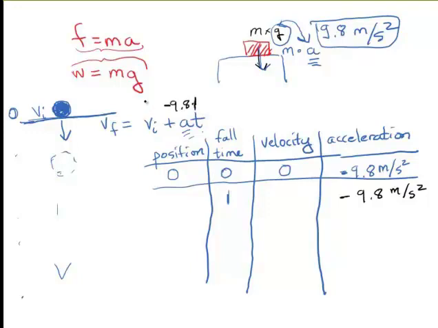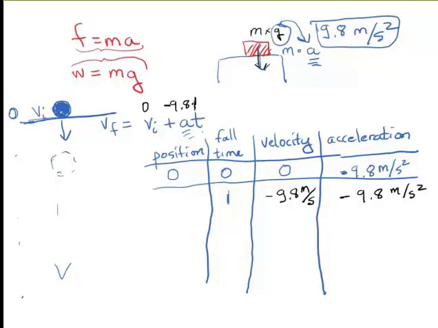And what was our initial velocity? It's 0. So now you have, let's see, minus 9.8 meters per second. Notice this is meters per second. This was acceleration, so it was meters per second squared.